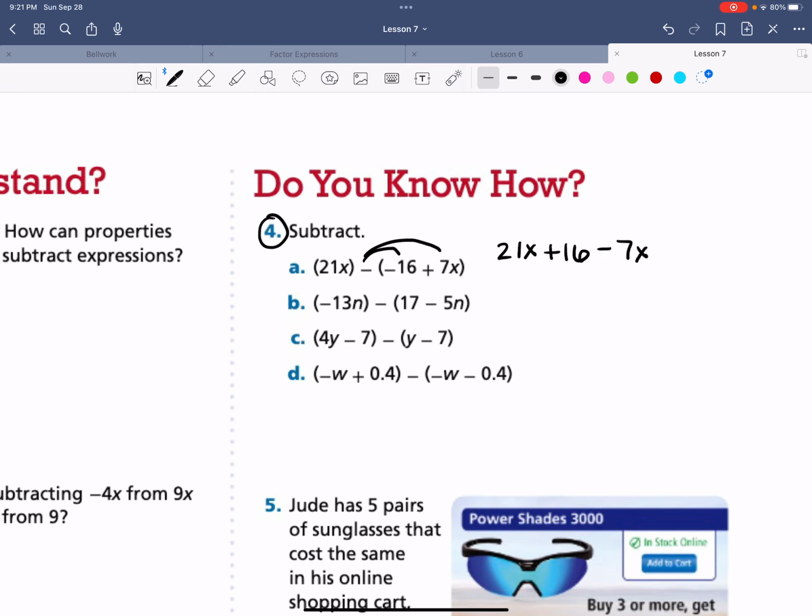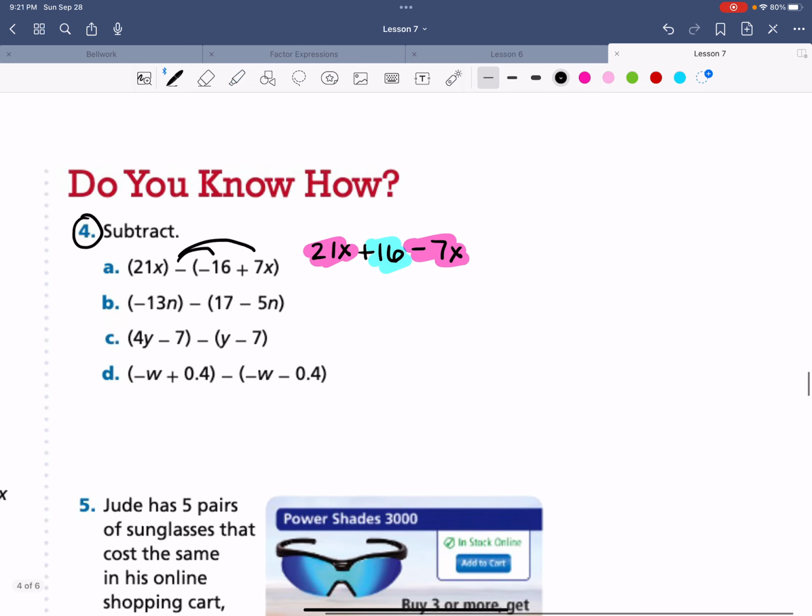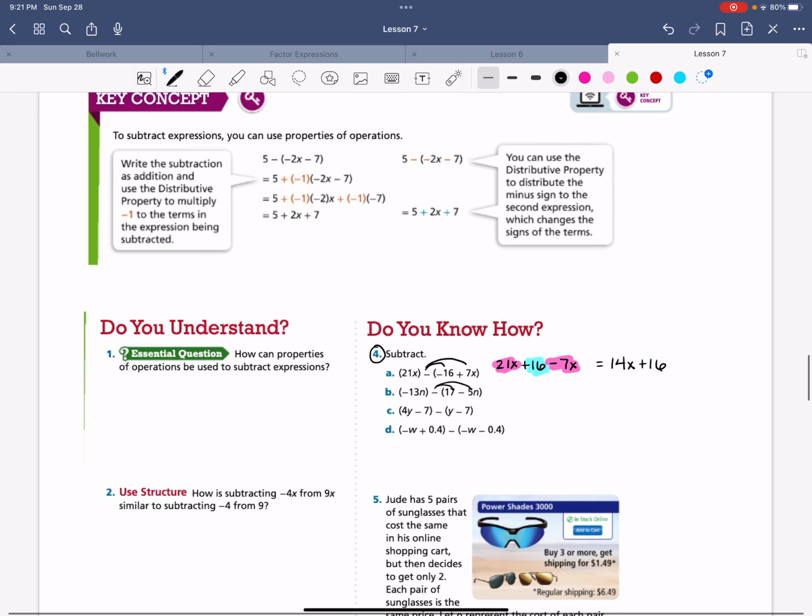Now I can add my like terms. We'll finish this one out together. I have 21x, negative 7x, and I have 16. So that turns into 21 plus negative 7 is positive 14. So that equals 14x. There's nothing to add with the 16, so plus 16. Just make sure you're distributing that negative before you combine your like terms. And that is all you have to do.